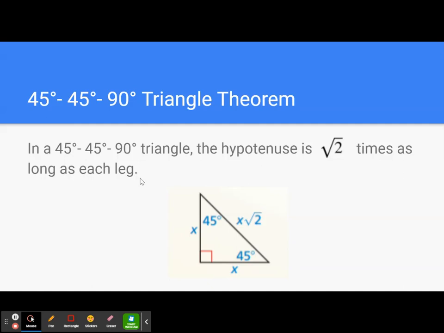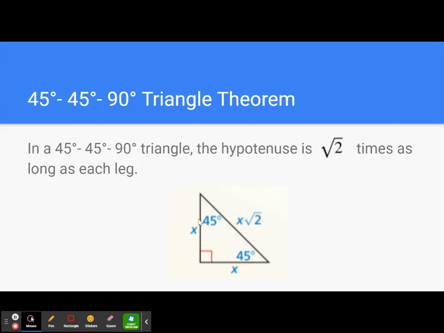If you know the leg, all you have to do is multiply it by the square root of 2, and that's the hypotenuse. And then the other leg is going to be exactly the same as the first leg, because it's isosceles. The only thing you have to make sure of is that it's a 45, 45, 90 triangle, and you do that by either they give you one of the angles as 45, or they tell you it's isosceles by either giving you the sides or marking them congruent.